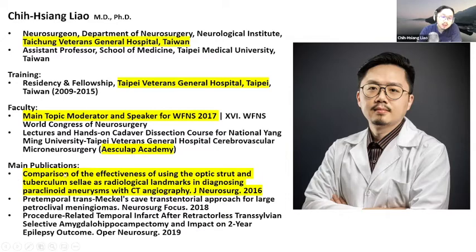And this is my main publication, Complication of the Effectiveness of Using the Optic Strut and Tuberculum Sellae as Radiological Landmarks in Diagnosing Paraclinoid Aneurysms with CT Angiography. And which is also the first part of my talk today, because diagnosis is important. And I will talk about how this idea came to my mind and how I answered my own question in diagnosing the paraclinoid aneurysm.